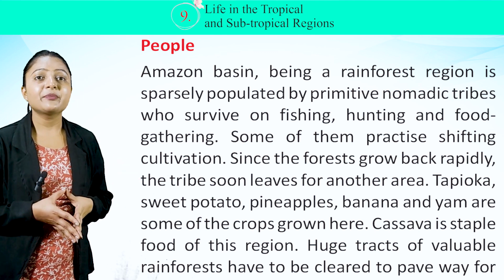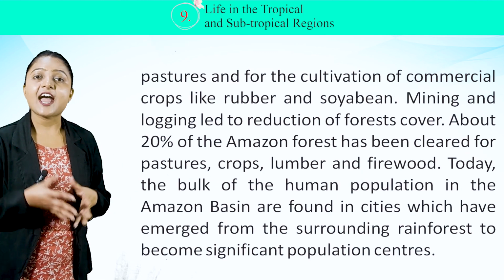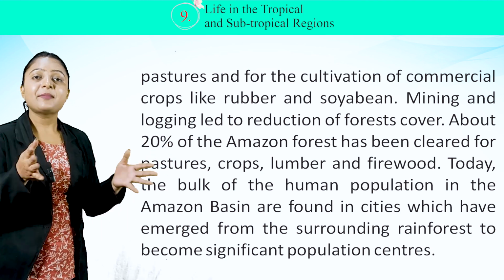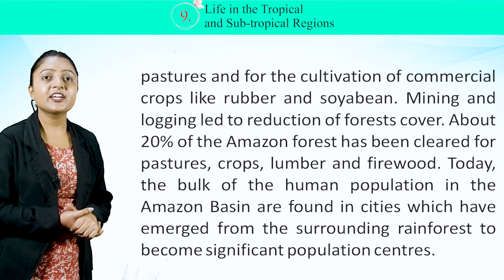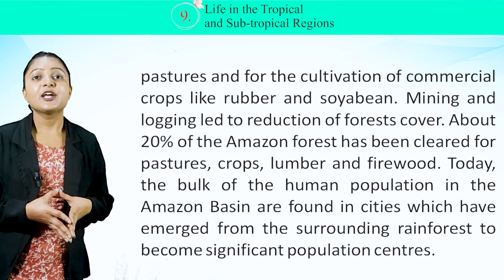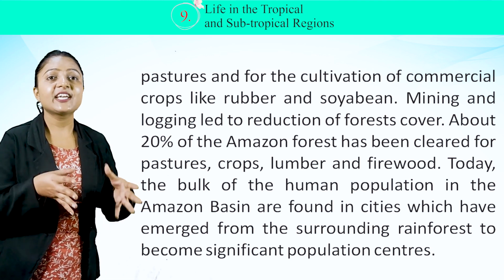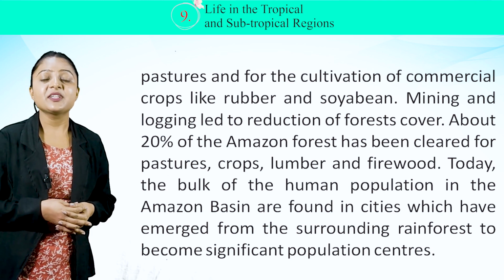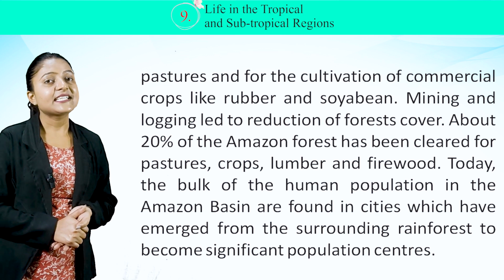Huge tracts of valuable rainforest have to be cleared to pave way for pastures and for cultivation of commercial crops like rubber and soybean. Mining and logging led to reduction of forest covers. About 20% of the Amazon forest has been cleared for pastures, crops, lumber, and firewood. Today, the bulk of the human population in the Amazon basin are found in cities which have emerged from the surrounding rainforest to become significant population centers.